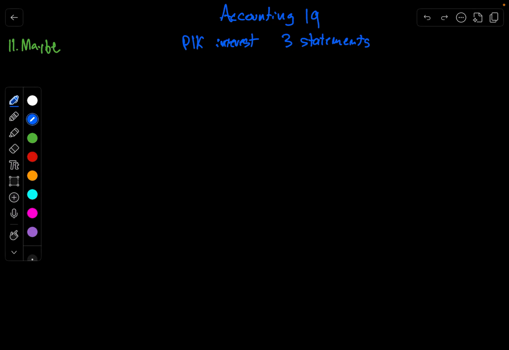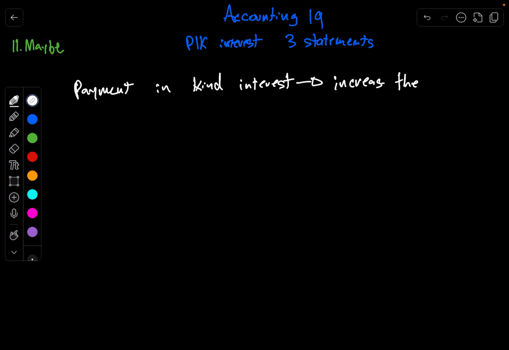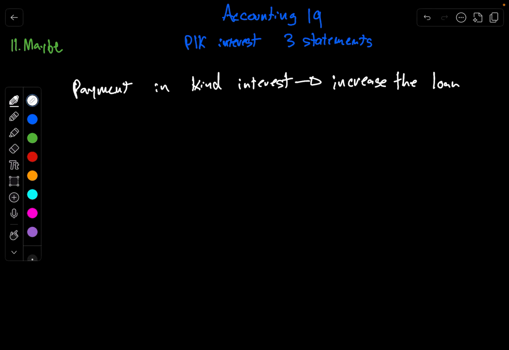And PIK stands for payment in kind. Right? So based on that name, it sounds like we're paying this interest in kind, in a similar fashion, I guess, if that makes any sense. What PIK interest really is, is that instead of paying cash as an interest expense, we instead just increase the loan amount.